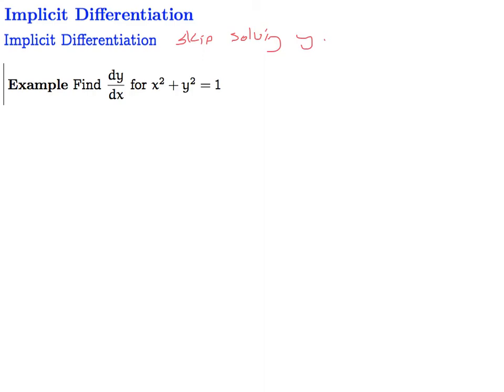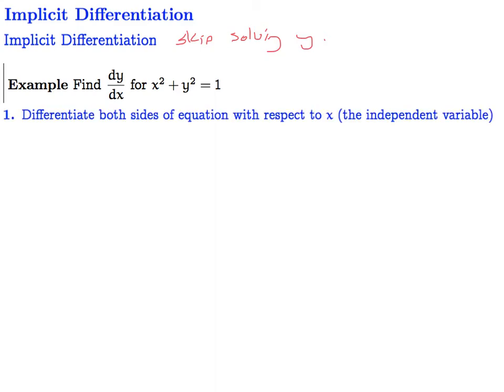So what we're going to do is take derivatives of functions using what's called implicit differentiation. Basically this means we skip solving for y first. We solve for y later. So we want to find dy dx, that is the derivative, for x squared plus y squared equals 1, and we want to do it by not solving for y first. We just want to go for it and take the derivative.